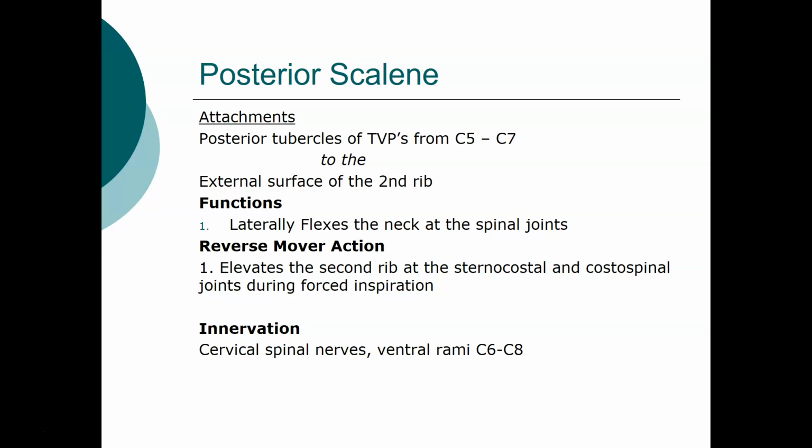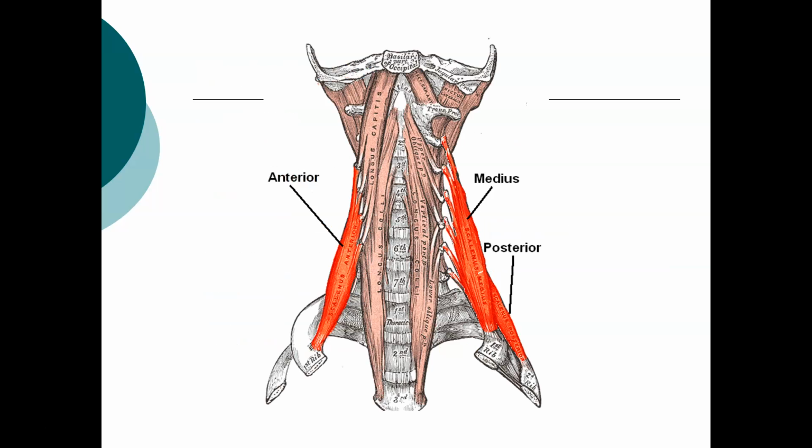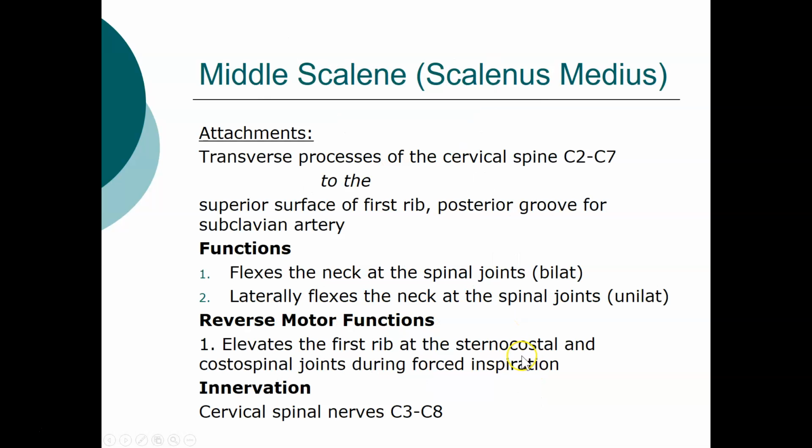Its function is to laterally flex the neck at the spinal joints, but if we fixate the neck, its reverse motion is to elevate the second rib at the sternocostal and costovertebral joints when we take in a very large breath, and that's known as forced inspiration. This muscle is innervated by the cervical spinal nerves, the ventral rami, C6, C7, and C8. So we see here the posterior in behind of the three, down to the second rib.